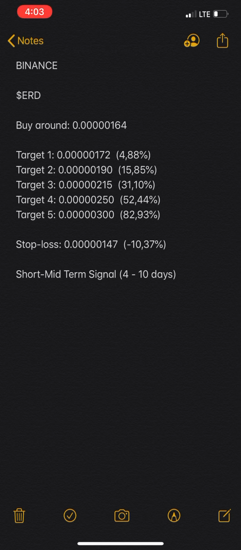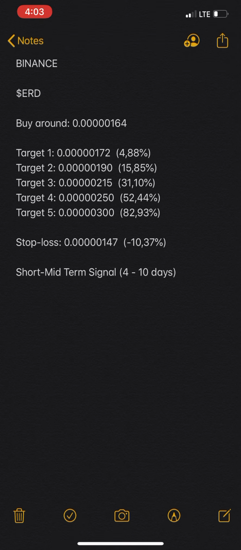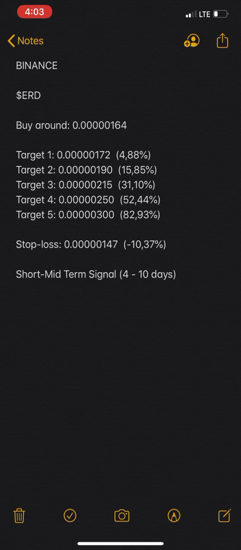You can see that Binance is showing that this is Binance ERD buy around 164 Satoshi. It means 0.00000164. You are going to make sure that all the zeros are complete, and you should know that the smallest unit of Bitcoin is called Satoshi. So now this is telling us to buy at 164 Satoshi. Do you understand?